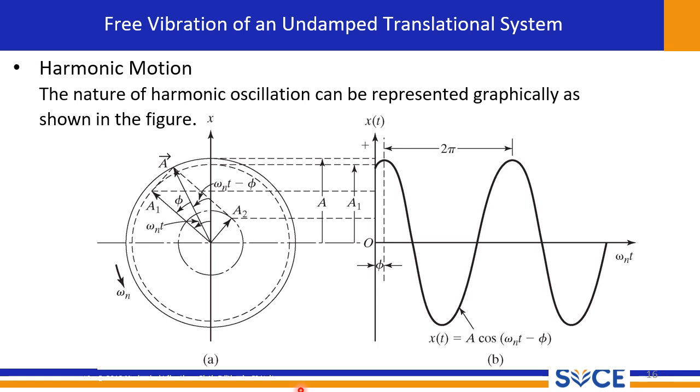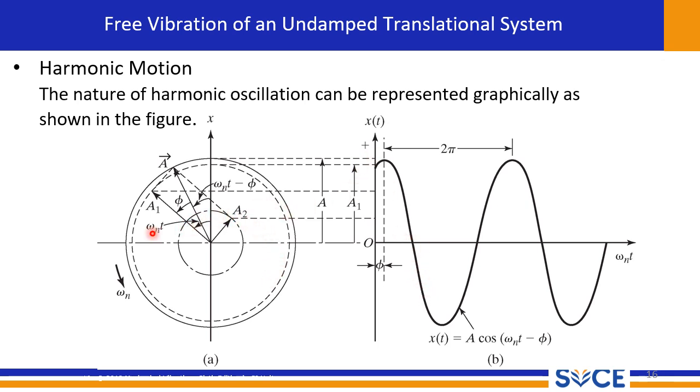Figure A depicts a circle diagram. Imagine a vector A rotating clockwise with a constant angular velocity omega n. This angular velocity omega n is our familiar natural frequency. The projection of this rotating vector onto the x-axis represents the displacement x of t of our oscillating mass. As the vector rotates, this projection oscillates back and forth, mimicking the mass motion.